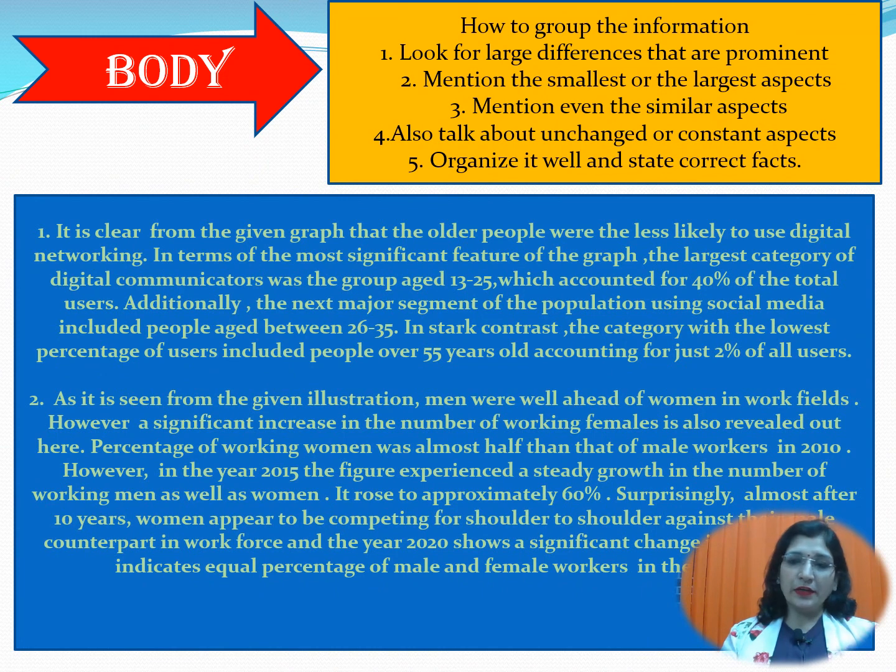Considering the body paragraph, which is definitely the most crucial part, because here you need to state the facts and figures provided in the chart briefly and comprehensively at the same time. So let me guide you how you can group the information given in the chart. What you have to do is look for larger differences that are prominent. Mention the smallest aspects also, don't ignore this part. You can mention the similar aspects, as well as talk about unchanged or constant aspects.